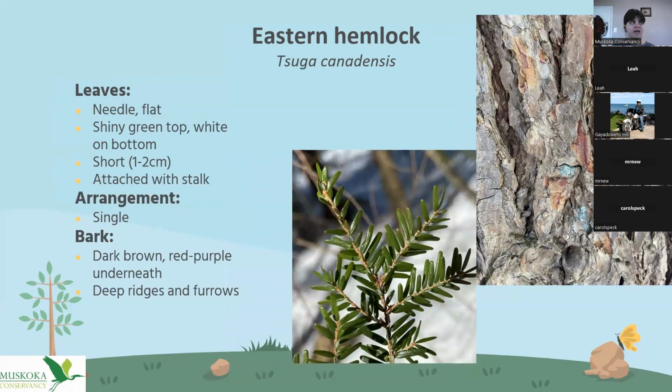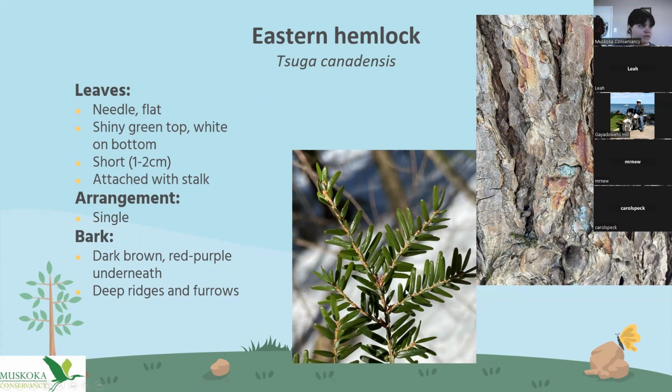Next is our eastern hemlock. This is an interesting spelling. It's pronounced Tsuga canadensis, so the T is silent. And it is the first one we're looking at that has flat needles. So up top, they are a shiny green, and they do have a sort of white stripe on the bottom as well. They are quite short, only 1 to 2 centimeters long, and they are attached with a stalk.